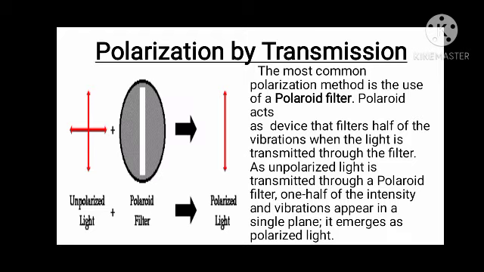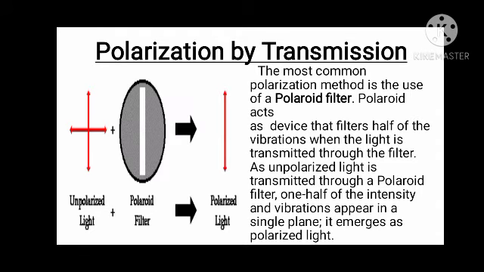So as we can see in the picture, the first one is the unpolarized light, whose vibrations travel in different directions, and by using a Polaroid filter, one direction is blocked, giving us the polarized light.